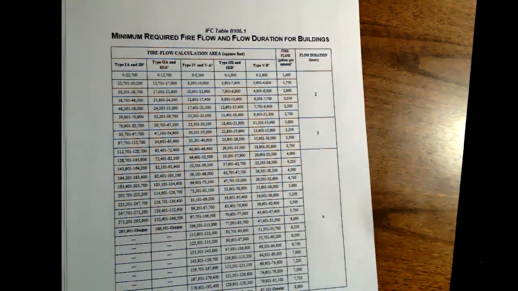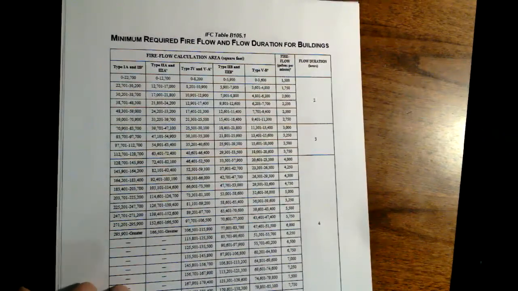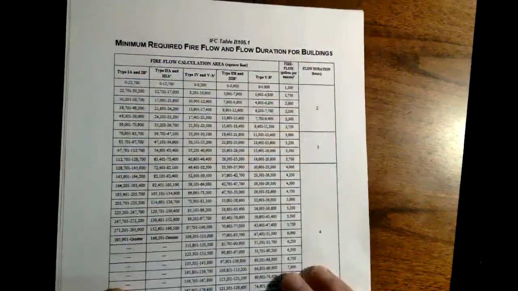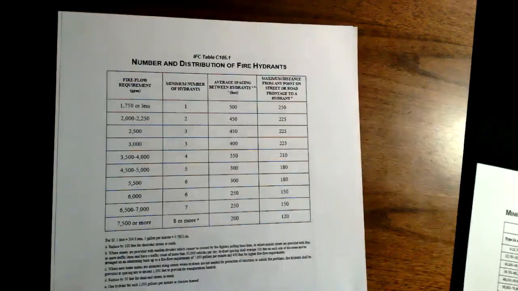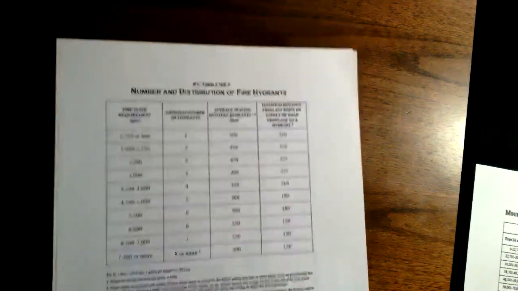All right. It's kind of a confusing skill. That's why I want to go over it with everyone. You basically are given some data that you'll end up using, or some tables. So let's go over those tables first and go over the problem itself. The first one you come across is the minimum required fire flow and flow duration for buildings. You're going to be needing it. You're also going to need the number and distribution of fire hydrants table.